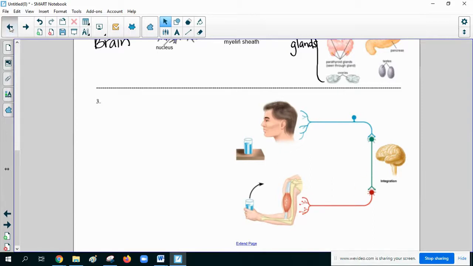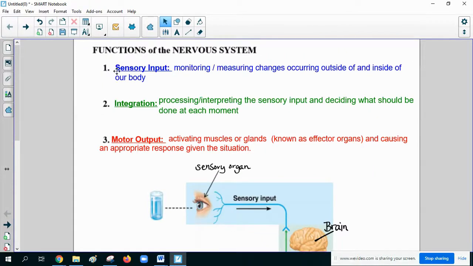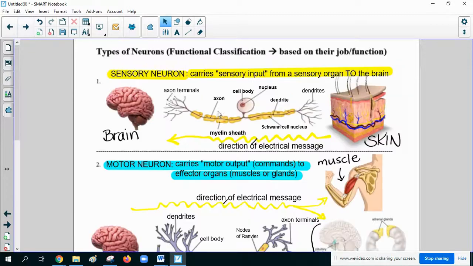So let's look at our functions again. We have neurons that allow for sensation. We have neurons that allow for commands. And we have special neurons that allow for the thinking, the processing, and the deciding. That's our third type of neuron.